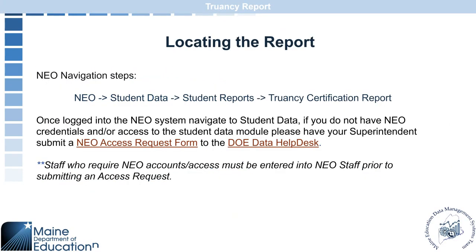Once again, you do need access to NEO in order to access this report. You will need student data, student reports, and the truancy certification report. If you do not have an active NEO account and you need access, you need to have an active staff assignment in NEO staff, and your superintendent needs to submit an access request form on your behalf.